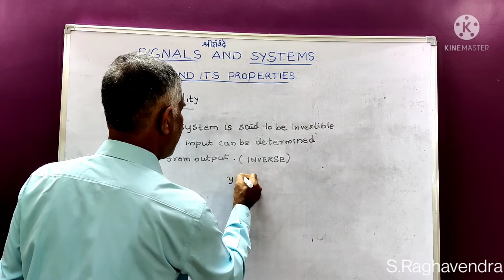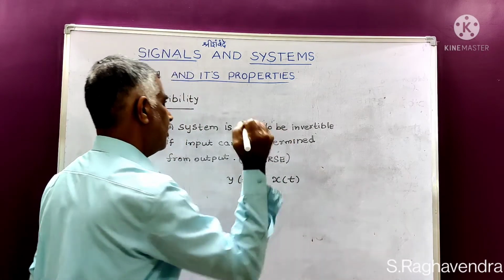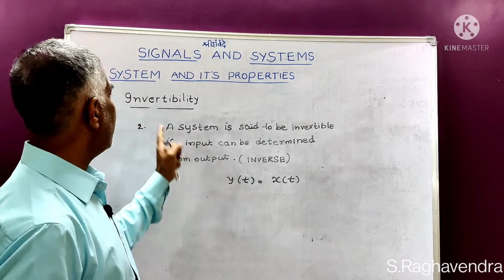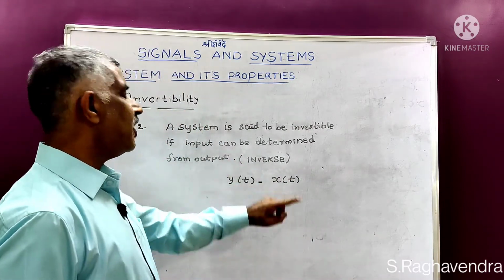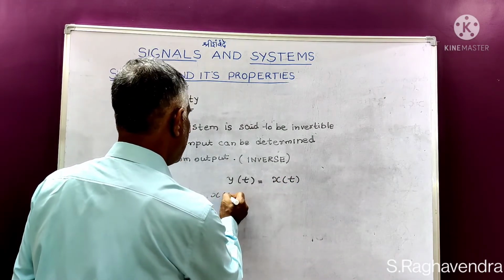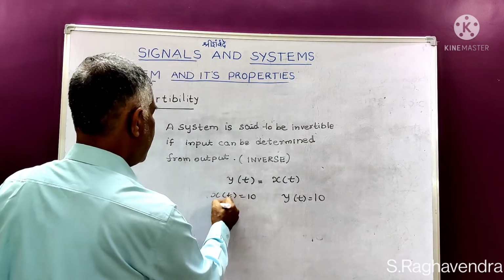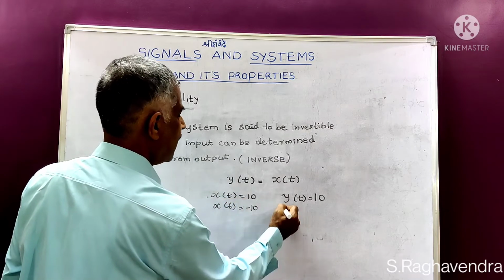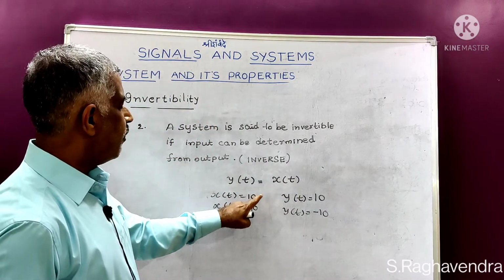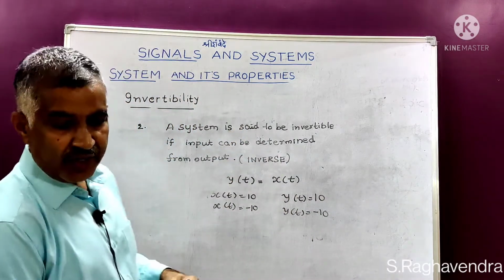Invertible system, for example, y of t equal to x of t. So y of t equal to x of t is an invertible system. The reason is distinct inputs give distinct outputs. For example, x of t is 10, we get y of t equal to 10. If x of t equals minus 10, then y of t is equal to minus 10. So here the inputs are distinct, the outputs are also distinct, hence the system is said to be invertible.